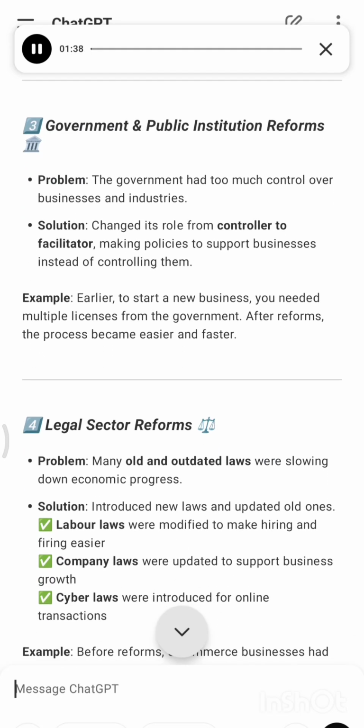3. Government and public institution reforms. Problem: the government had too much control over businesses and industries. Solution: changed its role from controller to facilitator, making policies to support businesses instead of controlling them. Example: earlier, to start a new business, you needed multiple licenses from the government. After reforms, the process became easier and faster.